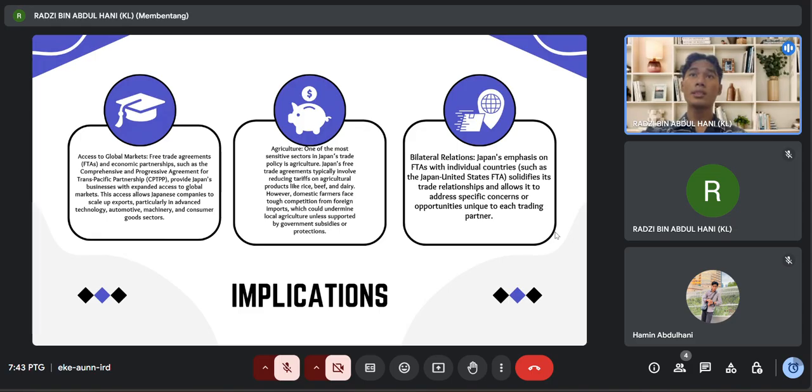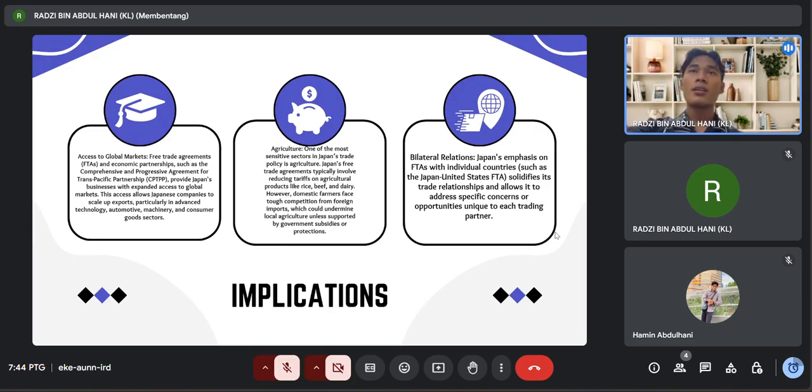The last implication is trade partnership and geopolitical influence. For bilateral relations, Japan emphasizes FTAs with individual countries, such as the Japan-United States FTA, which solidifies its trade relationship and allows it to address specific concerns or opportunities unique to each trading partner.